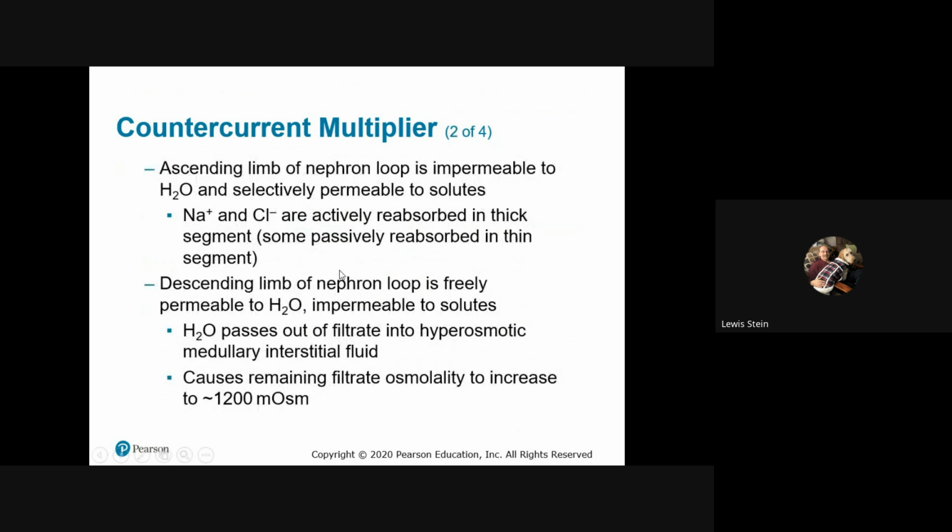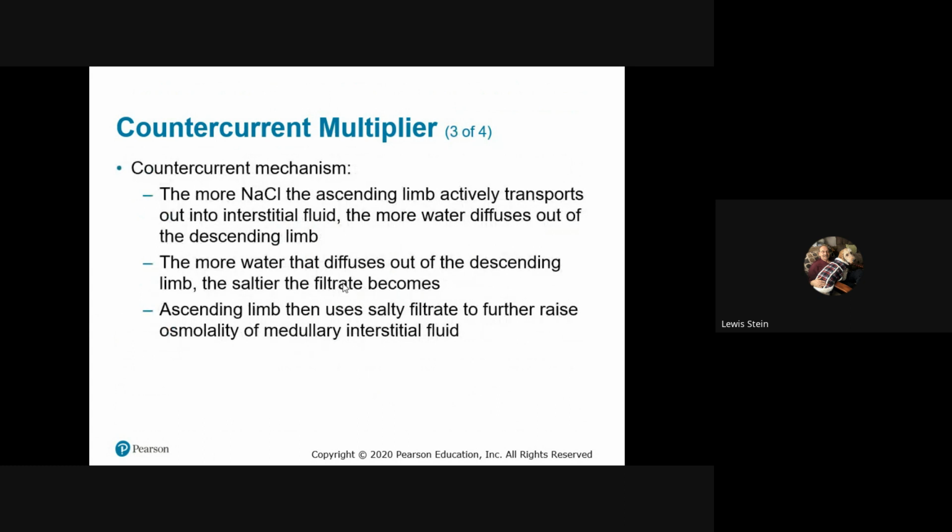And so they're just reiterating what I've stated before. The descending limb is freely permeable to water, and the ascending limb is permeable to solutes, the opposite. So as water passes out, now we're getting to roughly that 1200 milliosmoles, which is compatible with where it's located at the apex or the tip of the pyramid. Okay. The more salt the ascending limb actively transports out, the more water diffuses out in the descending limb. So it's being pulled out there, it impacts water coming out on the opposite side.